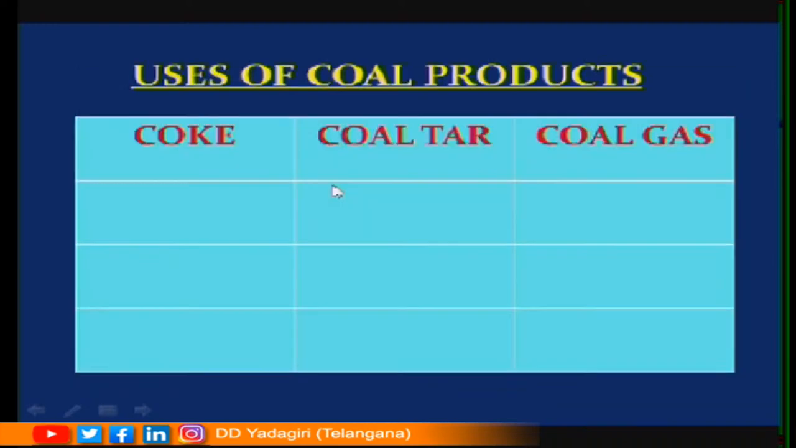Now, children, look at this table. Here you need to write the uses of coal and its products. What are the uses of coke? What are the uses of coal tar? What are the uses of coal gas? You fill this table. It is a small homework for you.